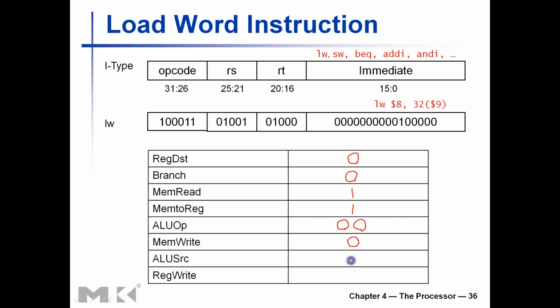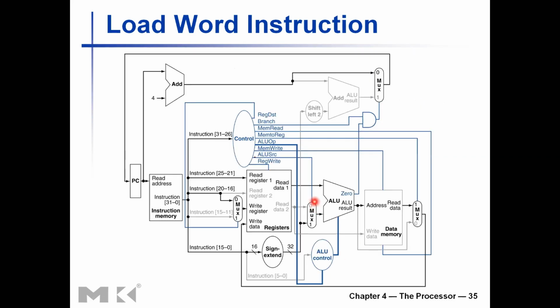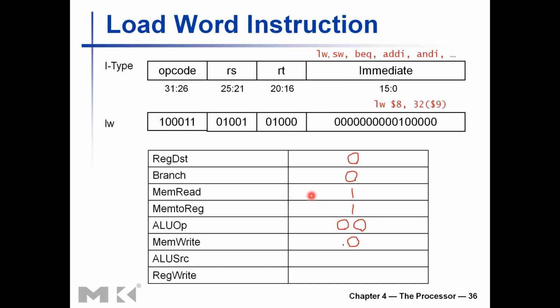Okay, so ALU source, that is this control signal. What is the value for the load word instruction? It should be 1. We are not reading a second operand from the register file to be sent to the ALU. We need the immediate offset value sent to the ALU. So the multiplexer should be selecting the 1 input here. So that should be 1.